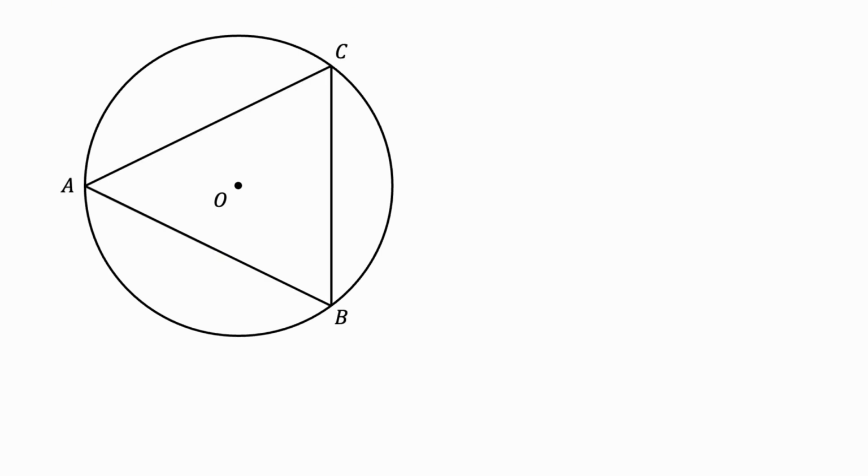In this video, we want to solve the following problem. Let triangle ABC be inscribed in a circle with center O, with AC equals AB. Let AD be a diameter that intersects BC at E.